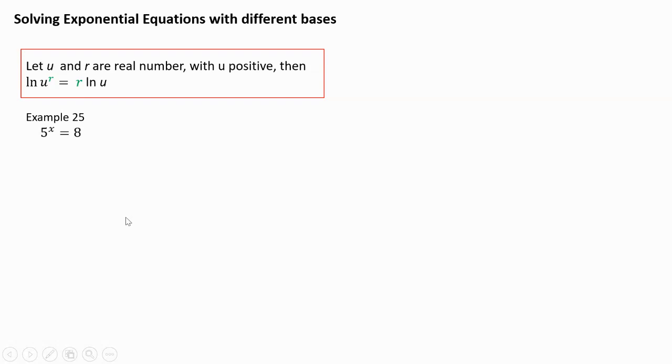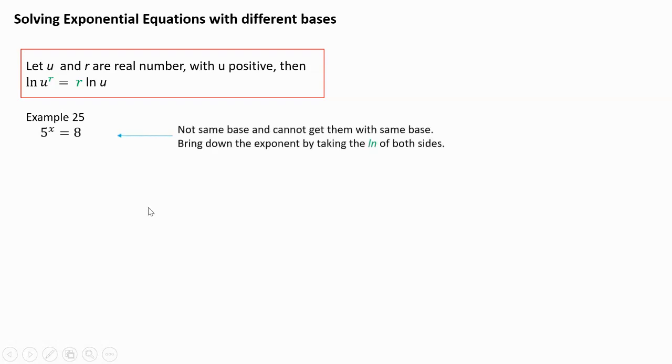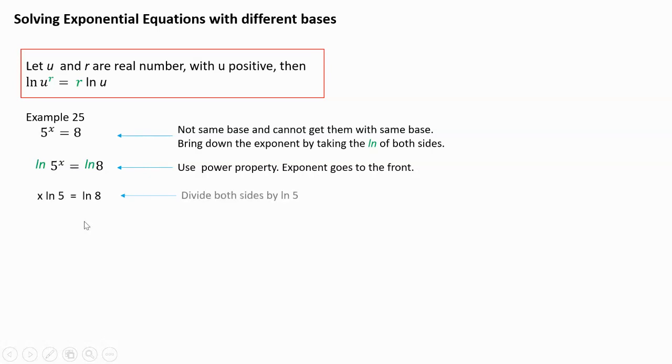Now, here's another way to use the LN property. Right, so we don't have the same base. We can do it. So we take the LN on both sides. So by rule, the exponent goes to the front. We divide both sides by the LN of 5. So there's my solution. Approximately, most of the time I want you to round off to 4 places. So the answer will be 1.2920.